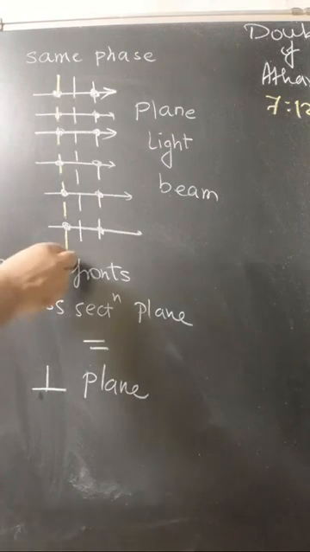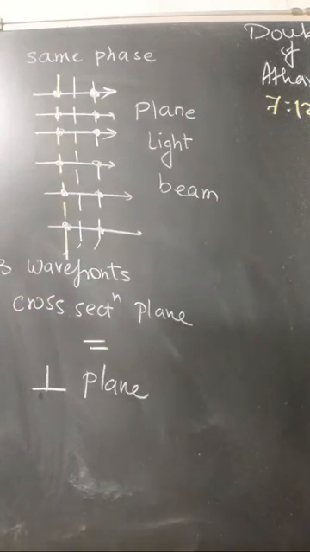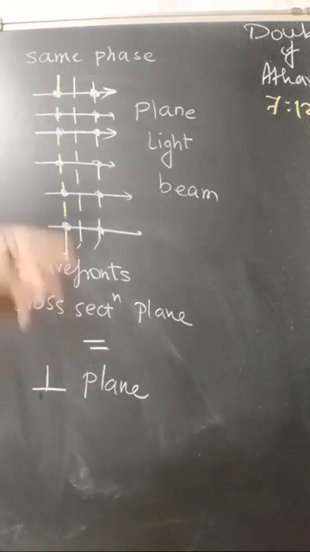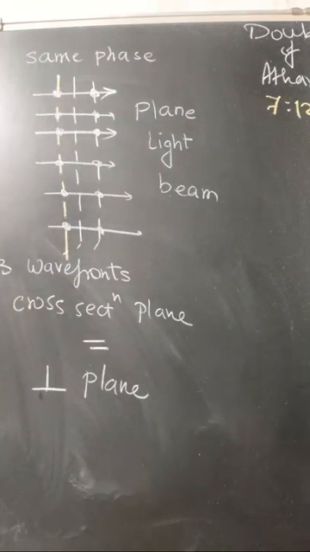We have drawn 3 wavefronts over here. These dotted lines are wavefronts. Don't worry, I'm going to explain one more. First, copy this down.